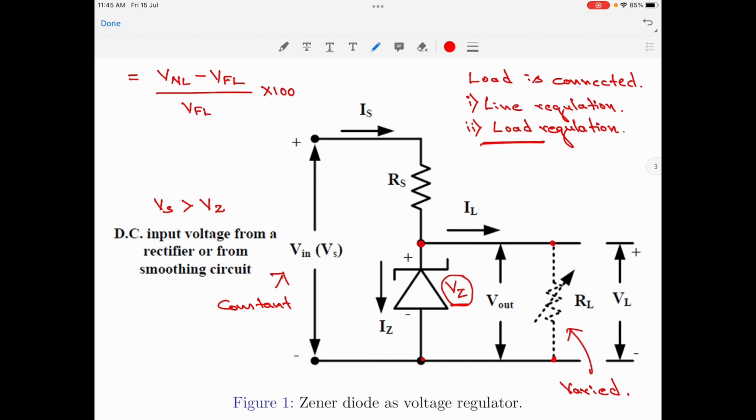In my next video, I'll take up some numericals on the Zener diode in the application of voltage regulation. So, stay tuned.